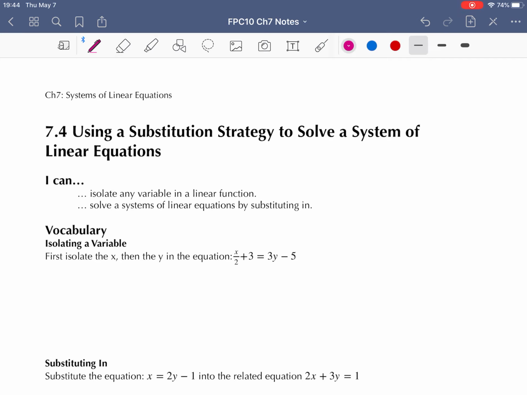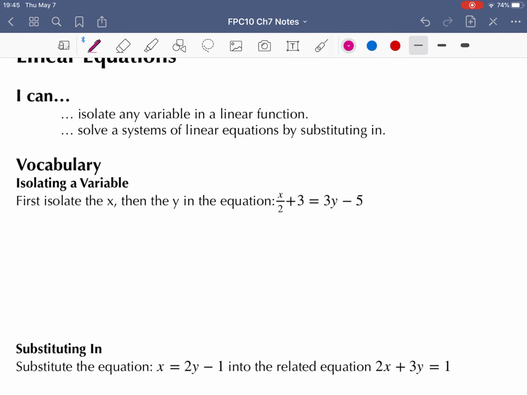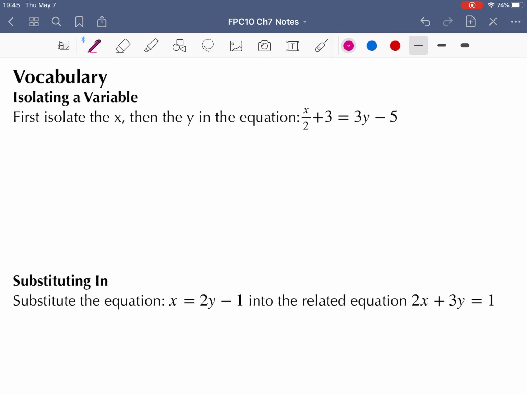Hello, this is Mr. Stein, and in this video we're going to take a look at the vocabulary and the basics for section 7.4, using a substitution strategy to solve a system of linear equations. After you've done this section, you should be able to isolate any variable in a linear function and solve a system of linear equations by substituting in. First off, we're going to take a look at isolating a variable.